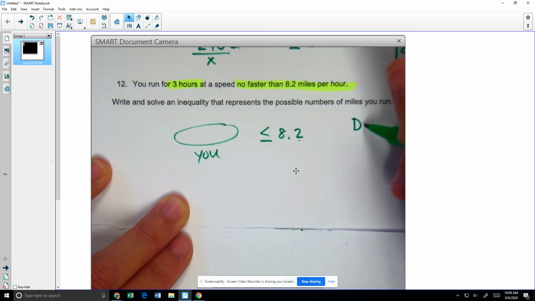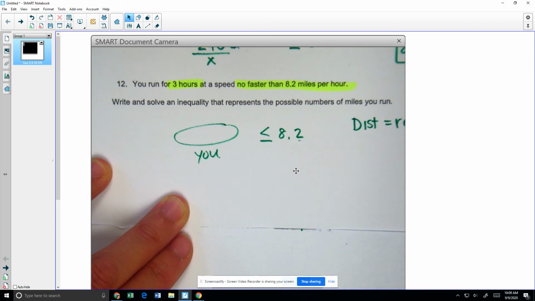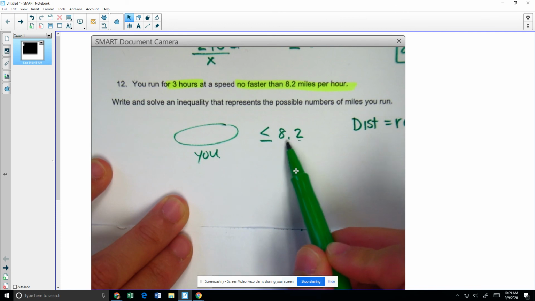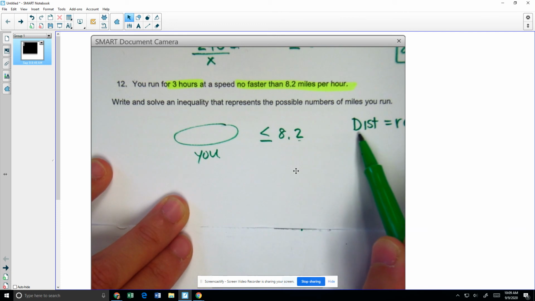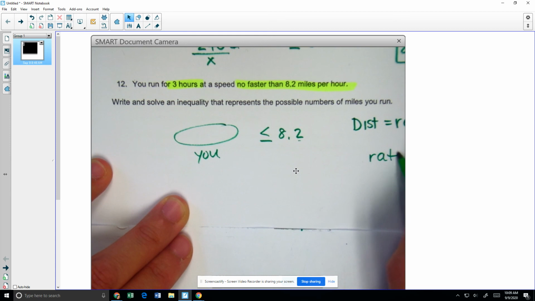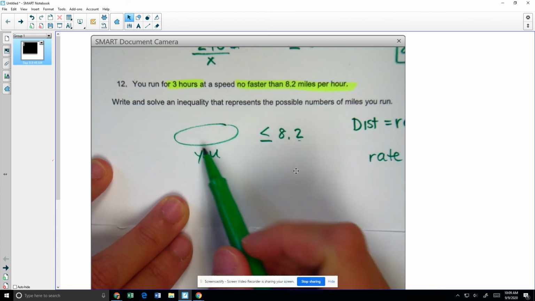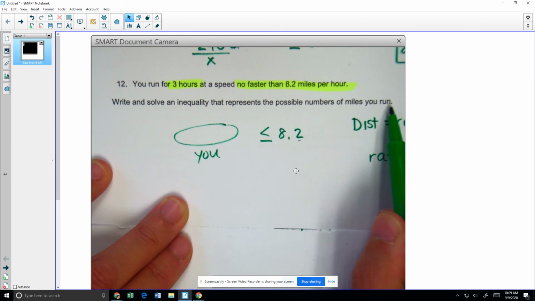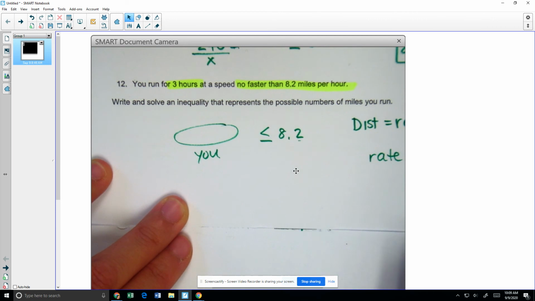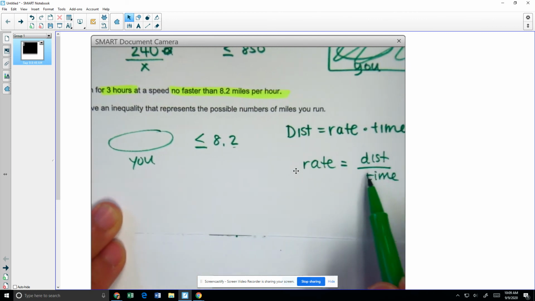Maybe you have to remember this. Distance equals rate times time. So if you know your rate is 8.2, then shouldn't this say distance? Isn't rate the same thing as distance over time? You learned that in science last year. So what's the distance? The number of miles you have run. Do you know your distance? Oh, you can't see that, sorry.